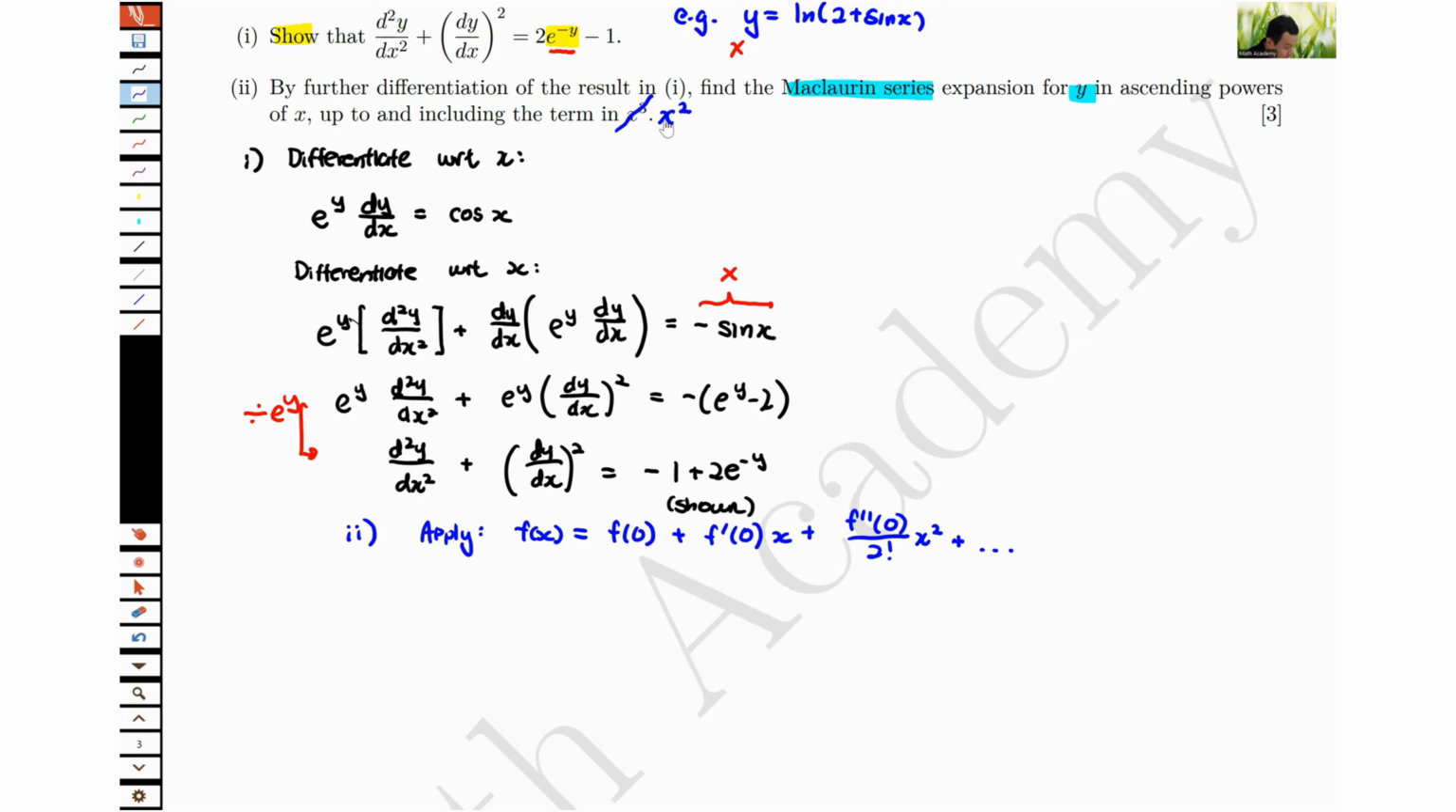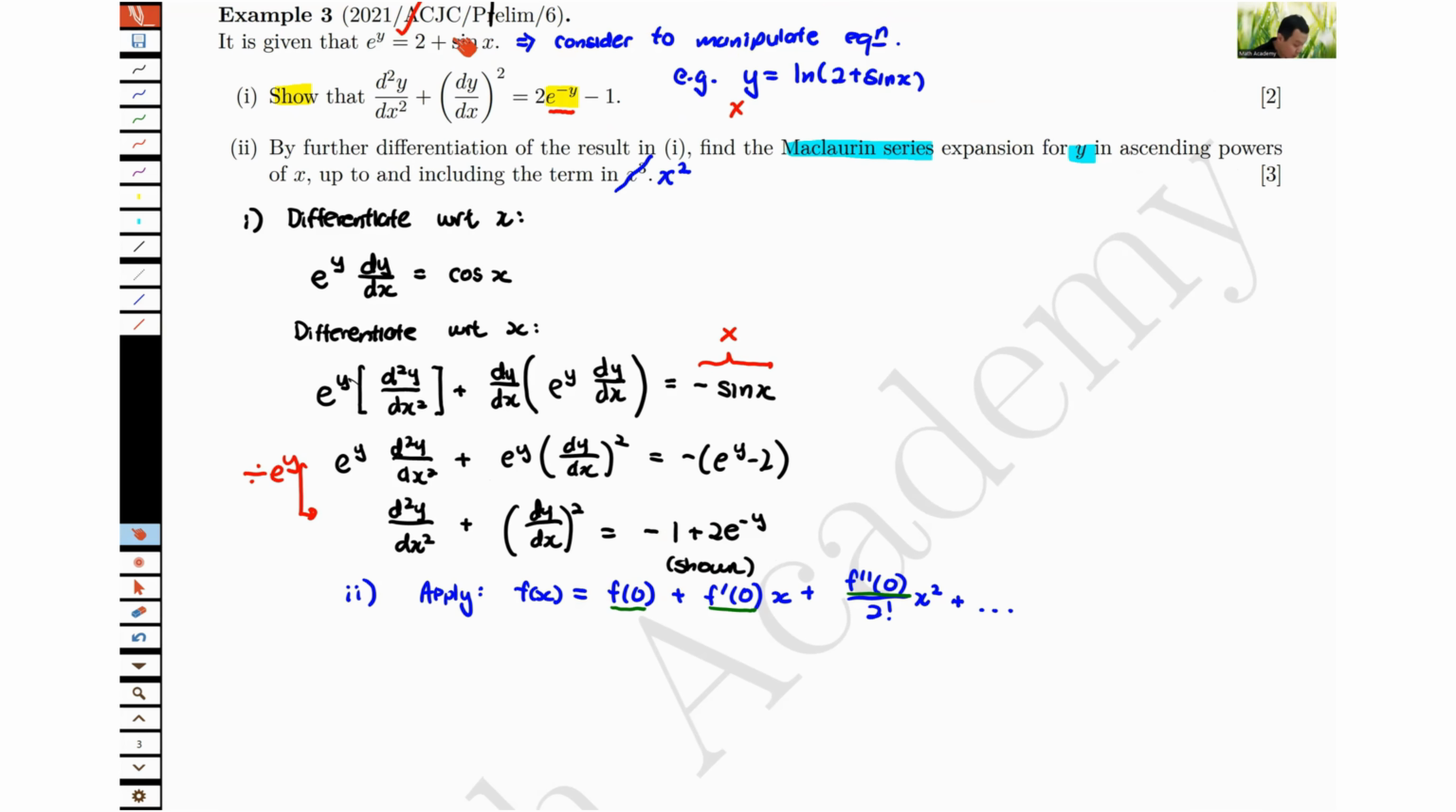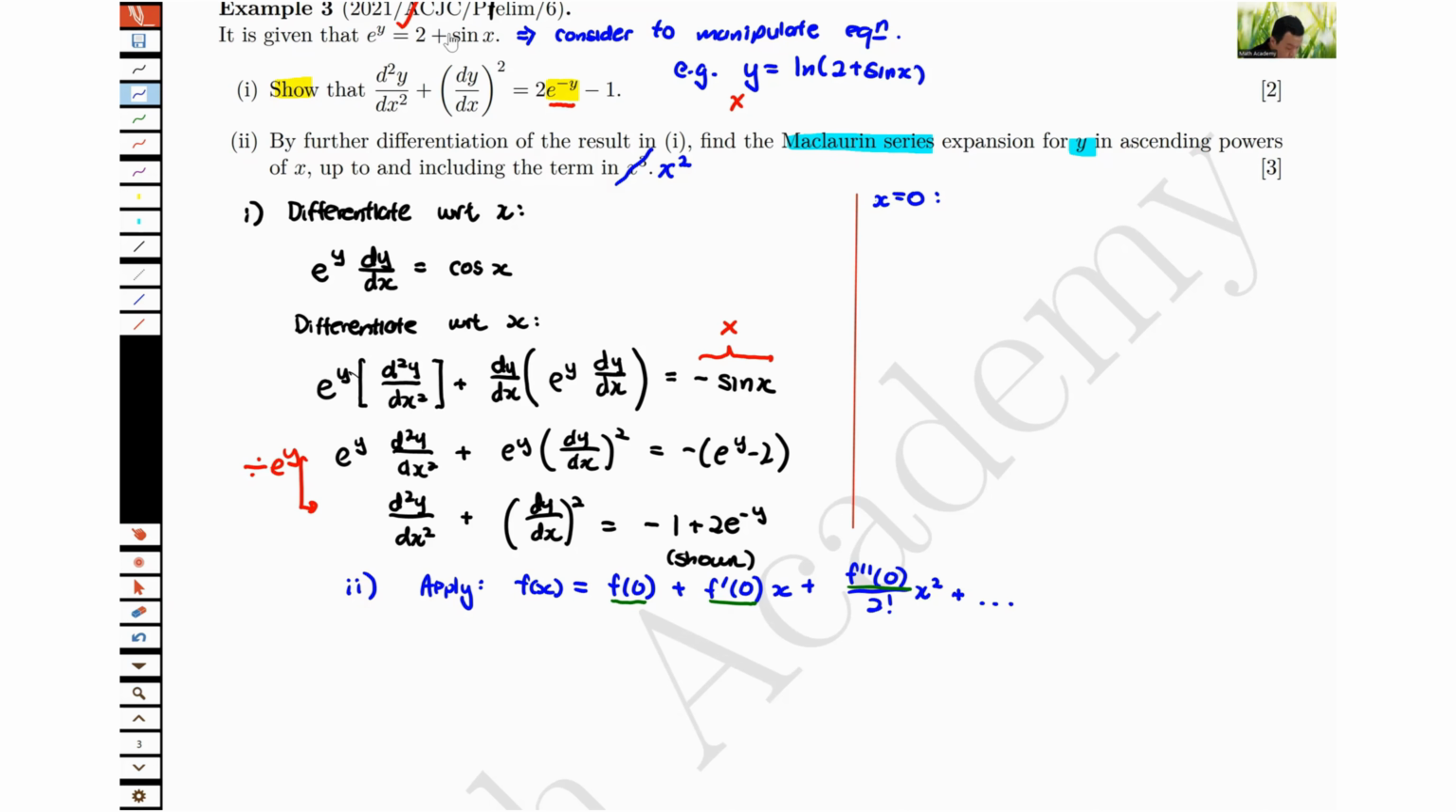Now, what are the values you need to find? We want to solve for f(0), f prime(0), and f double prime(0). So where to get those values? We will start from the very initial equation. Okay, let me just work it out on the right-hand side. I am going to start substituting x is 0 to the initial equation. f(0) means you want to find the y value. So can I just substitute to the original equation? We try to find the y value. Put x is 0 to the initial equation. So e^y is 2, y is ln 2.